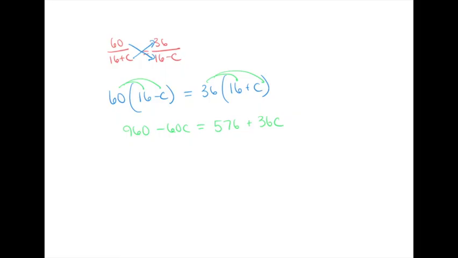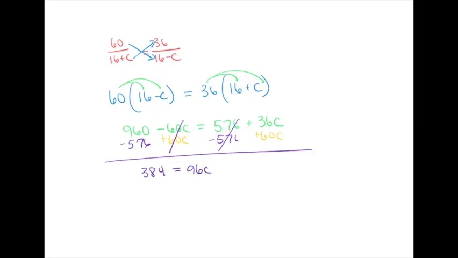Solving this, you're going to get your variables to one side, your numbers to the other. So I'm going to add my variables over here. I'm going to pull my numbers over here. My current is 4 kilometers per hour.